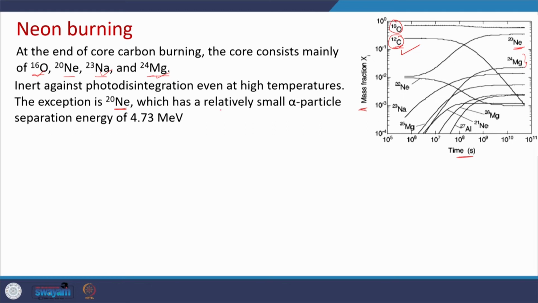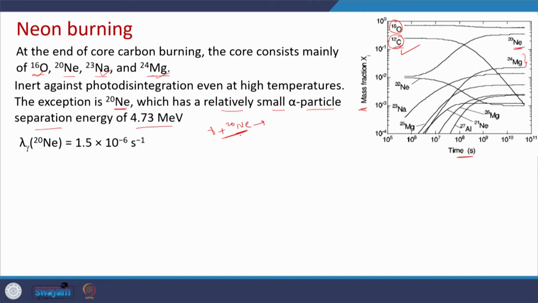Because it has a relatively small alpha particle separation energy, 4.73 MeV. All the remaining ones have larger alpha particle separation energies. So, it is neon which comes into the picture before oxygen comes for burning, all right. And when the gamma plus neon 20 reaction happens, various possibilities are there. However, when neon 20 absorbs gamma, it reaches an excited state. For the decay from the excited to the ground state, how can you find out the decay constant of neon 20?